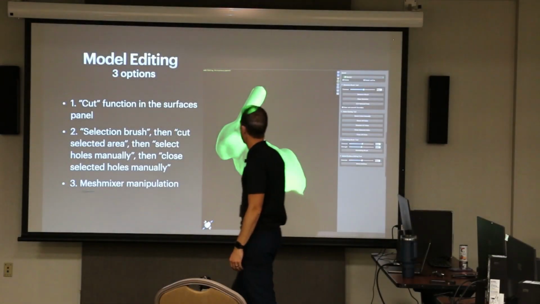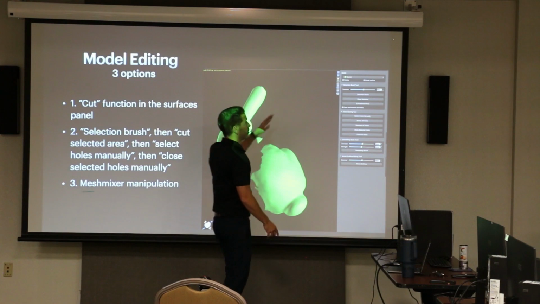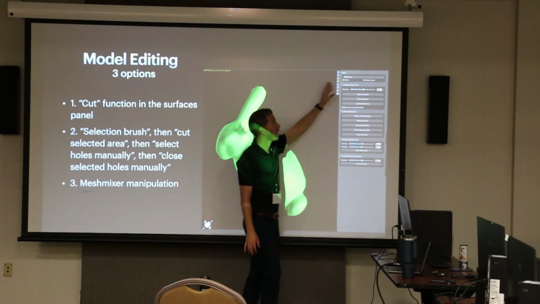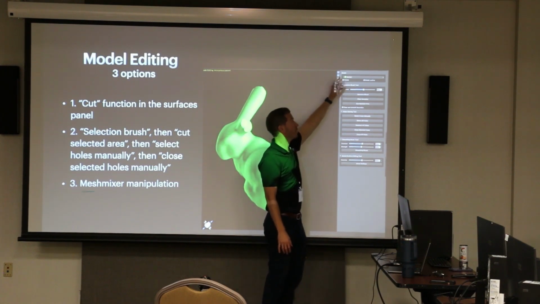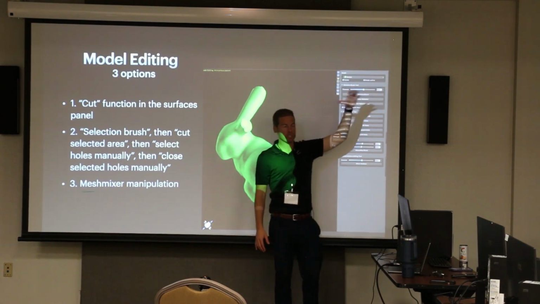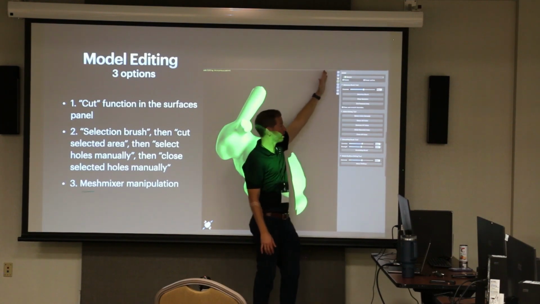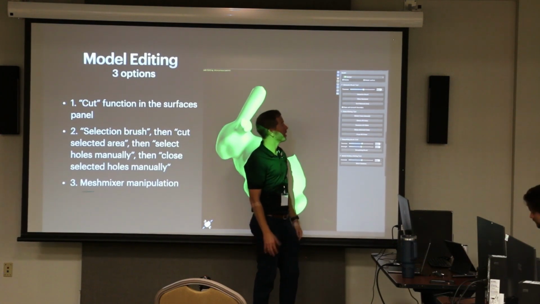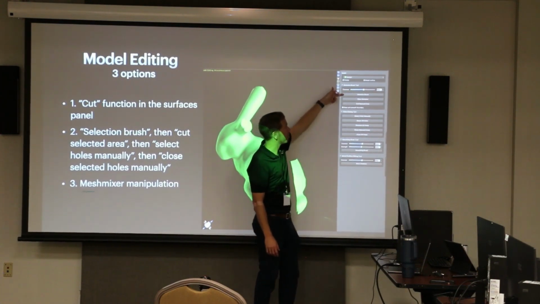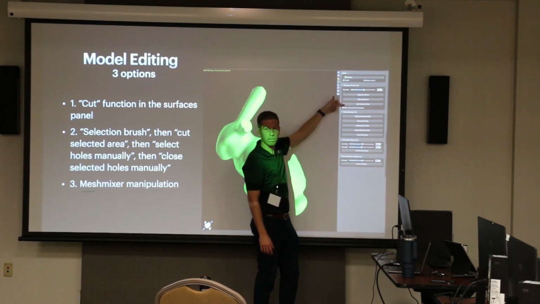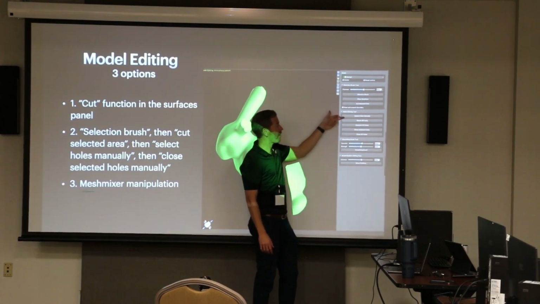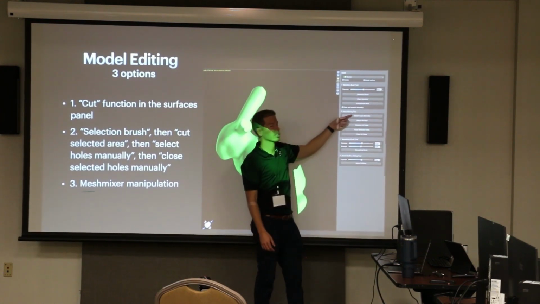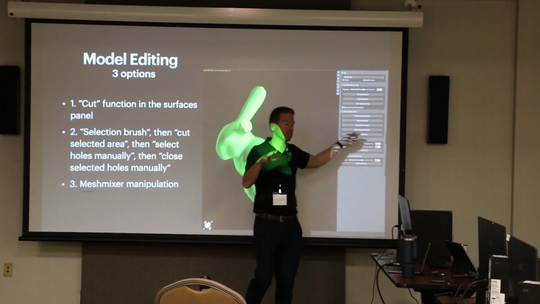The next function is under the model editing module, and then the model editing panel. Up in the top right, you're going to have your modules. Make sure you're in model editing. Your model editing panel has all these different tools to manipulate your model. You can select part of the model. You can cut part of the model. You can find holes. You can close all the holes in the model, or you can select holes manually and click just a couple holes and close those.